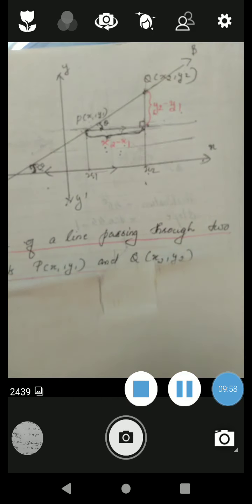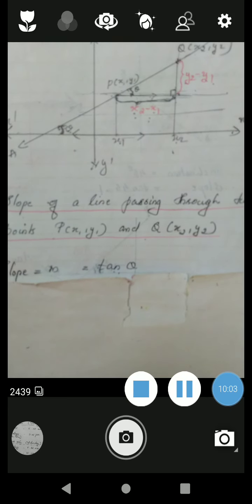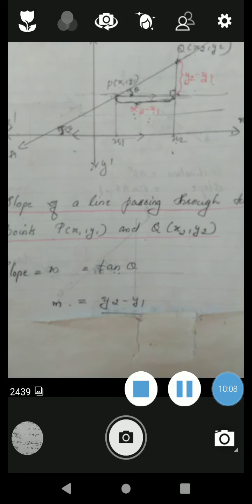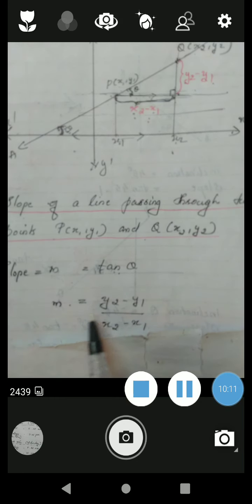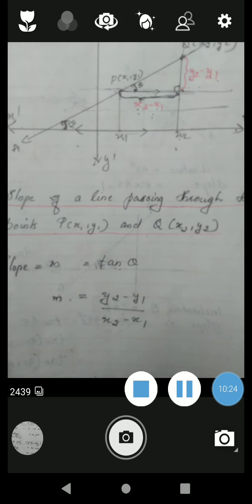Therefore, this distance is x2 minus x1. Therefore, slope of a line, this is very important, slope of a line passing through 2 points P x1 y1 and Q x2 y2 is tan theta. So M is equal to y2 minus y1 by x2 minus x1. You have to remember, slope M is equal to tan theta is equal to y2 minus y1 by x2 minus x1. Next we can see what is x-intercept and y-intercept.